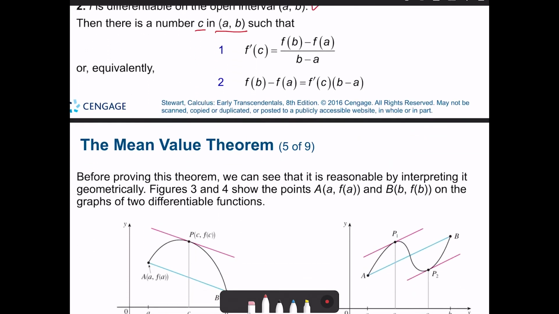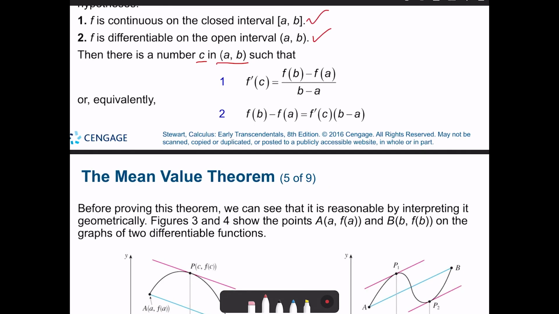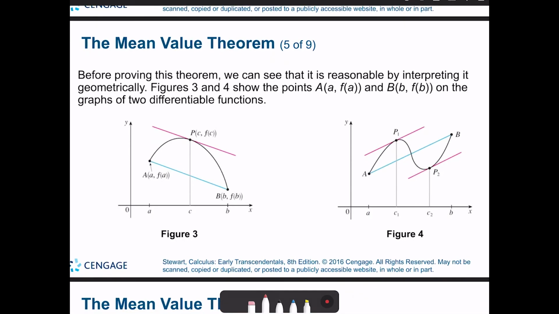It could be something else, but as long as f is continuous on the closed interval and differentiable on the open interval, then we will be able to find a point between the beginning and ending point such that the slope of the tangent line at that point will equal the slope of the line that connects the beginning and ending point. Look at those two lines that I circled. They're parallel because they have the same slope.